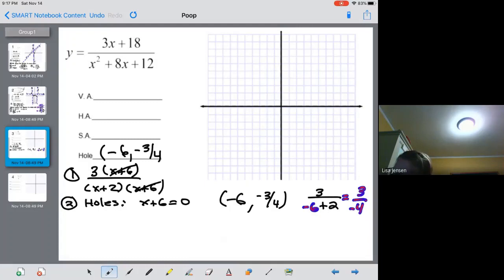So I'm going to go left 1, 2, 3, 4, 5, 6, negative 3/4. So I'm just going to put the hole there so I remember to put it there. Vertical asymptote, set x plus 2 equal to 0. And when I solve that, I get negative 2. So we'll add that.